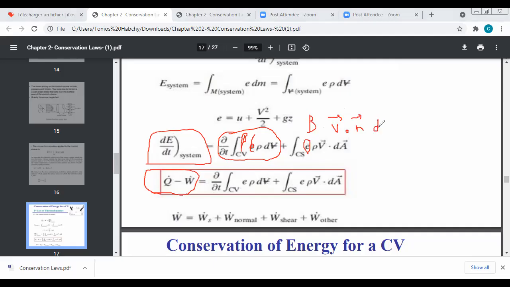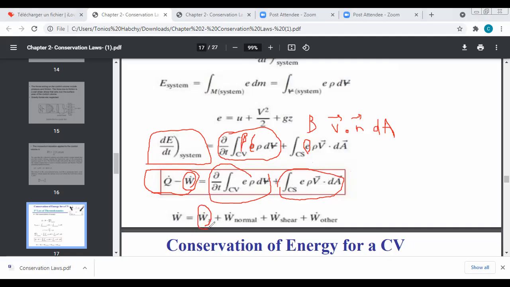Now, let us see for each term what we will obtain. We will do an analysis of these terms to know what to replace this term with and what to replace the following with. Considering W dot, it represents, as we said, the rate of work for the system, and the work can be divided into several parts. I can consider shaft work.